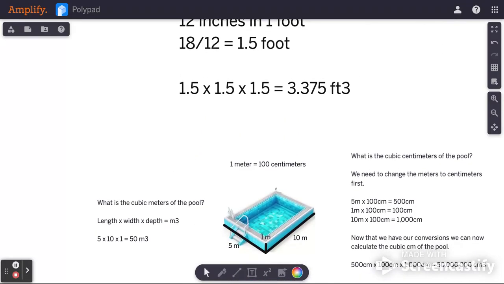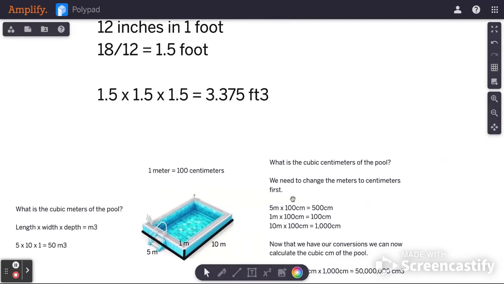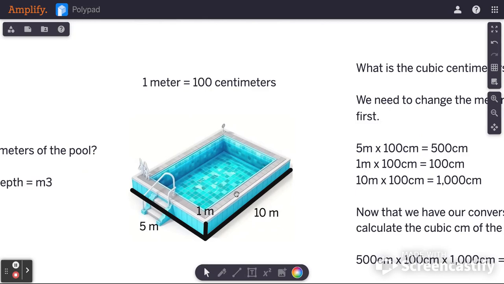Now let's look at another 3D unit problem. In this problem, we're going to look at a pool. So I have a pool here, and it's empty, and I want to be able to fill it up with water. So first, I'm going to look at my pool and measure it. My measurements are in meters. I have a 5 meter by 10 meter by 1 meter in depth pool.